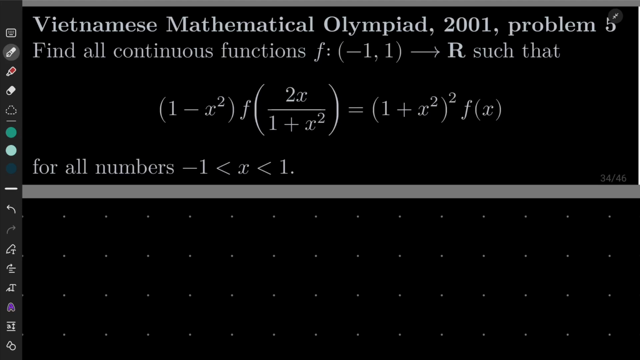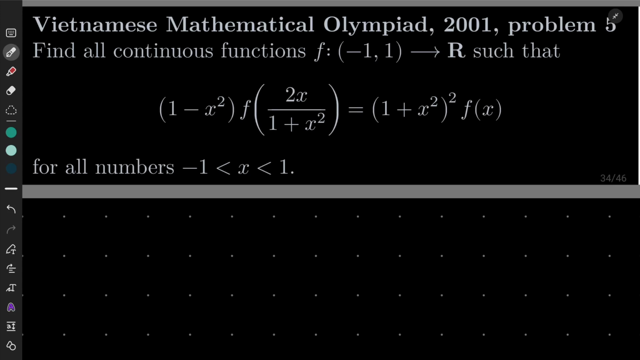Hello friends, in this video I'd like to solve the following problem from the Vietnamese Mathematical Olympiad 2001, problem number 5. We wish to find all continuous functions f from the interval from -1 to 1 into the set of real numbers such that the following condition is satisfied: (1 minus x squared) times f of (2x over 1 plus x squared) equals (1 plus x squared) squared times f of x, for all real numbers x between -1 and 1.